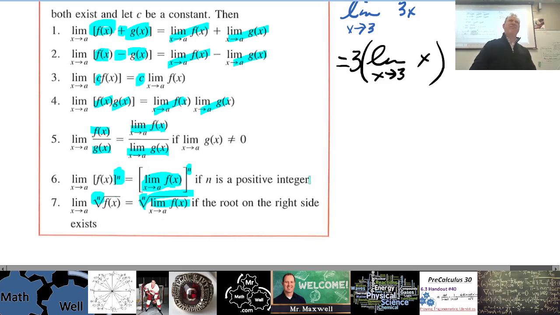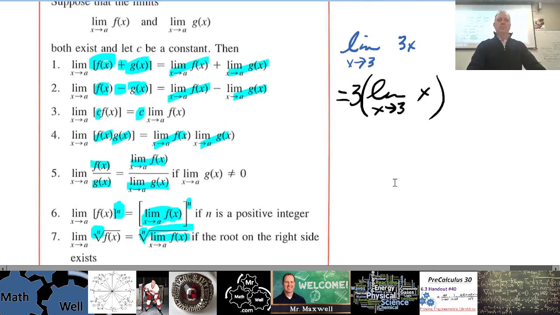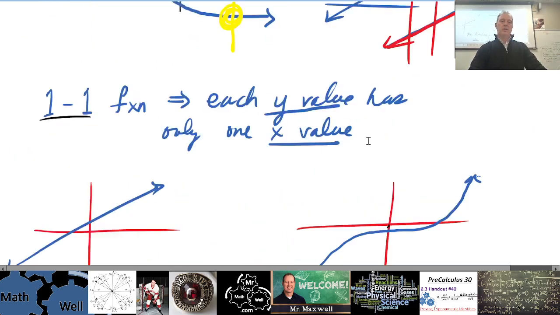Trying to think of all the questions we're going to have here. I don't think we'll run into 6 and 7 all that much at all. But anyways, that's the properties of limits, and that's your little review and preview to chapter 7.